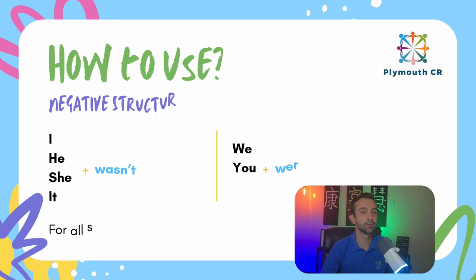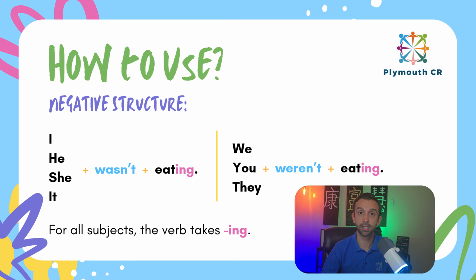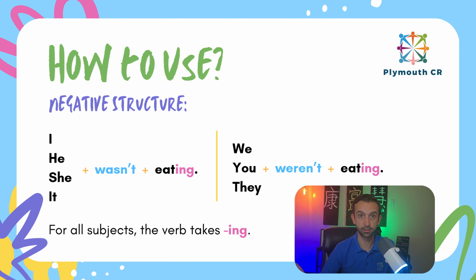Now, how to make the negative structure? Pretty simple. In here, we're just going to add the not to the verb to be. So we still have the subject, then we have the verb to be, was or were, depending on the subject that you're using. We add the not, so we can say was not or wasn't, were not or weren't, plus the ing form of the verb. And remember, in here, and in the previous one, I didn't add the complement. But you know that after the structure, we can always add the complement of the sentence, okay? Or more details to that sentence.